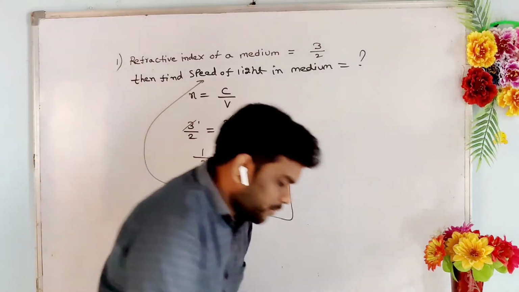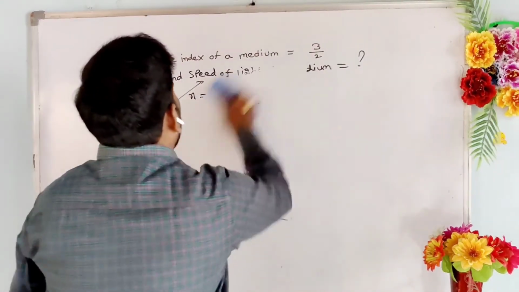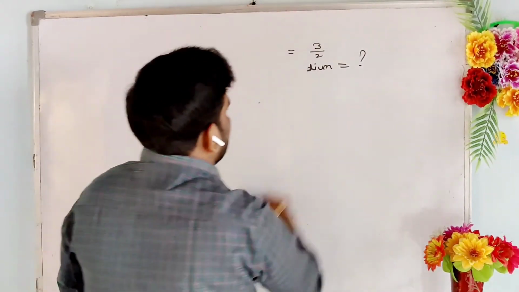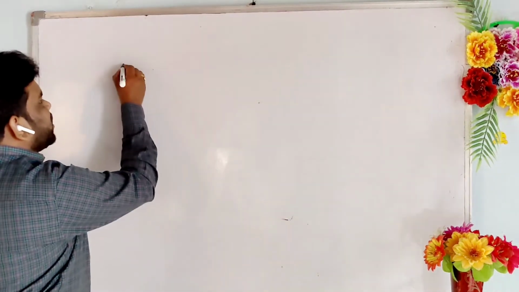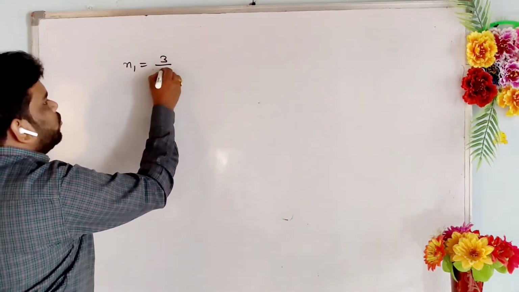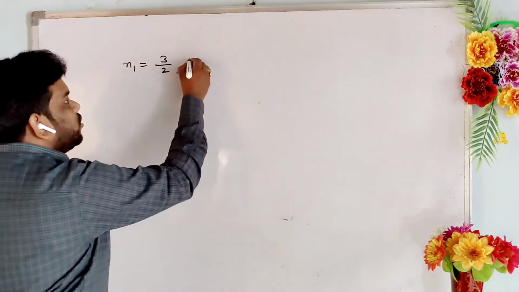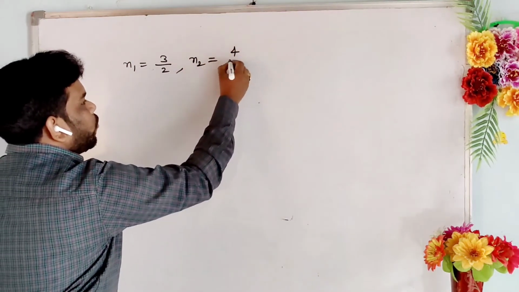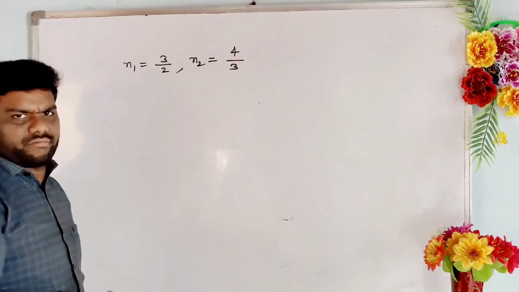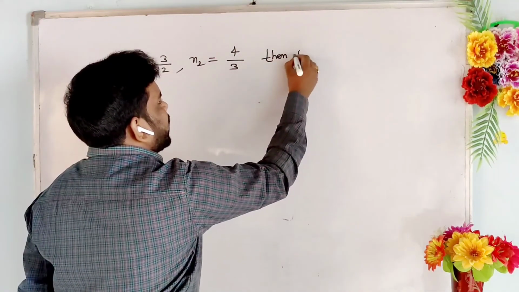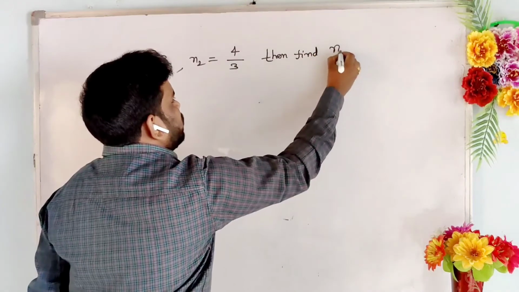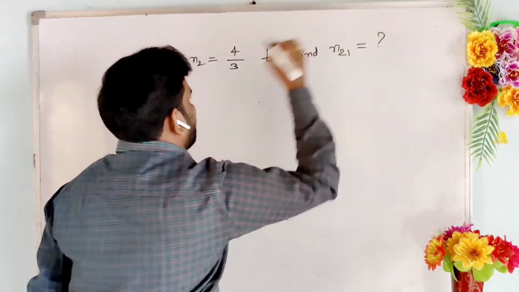Okay, let's start. It is based on refractive index problem. Now, based on relative refractive index, how will the question be asked? Let's start. So n1 is equal to 3 by 2, n2 is equal to 4 by 3, something like that. Then find n21 is equal to question mark.